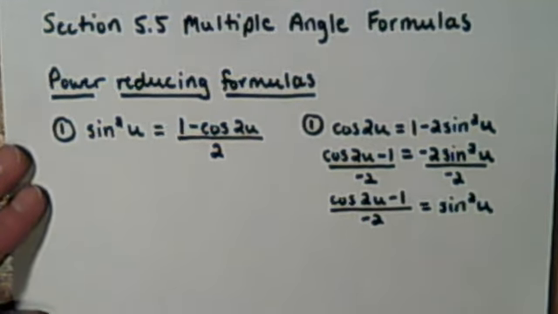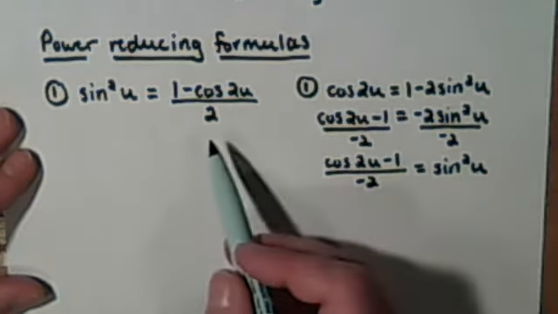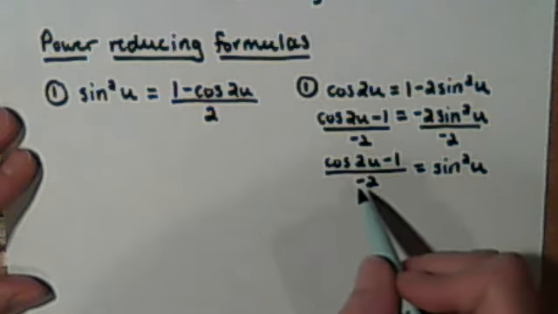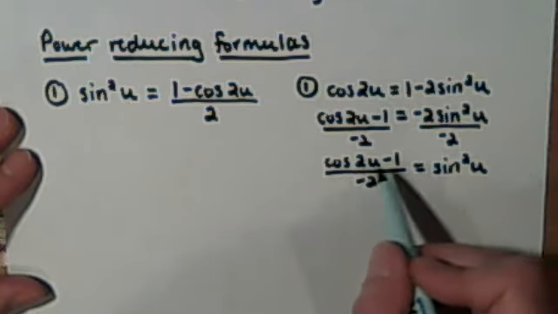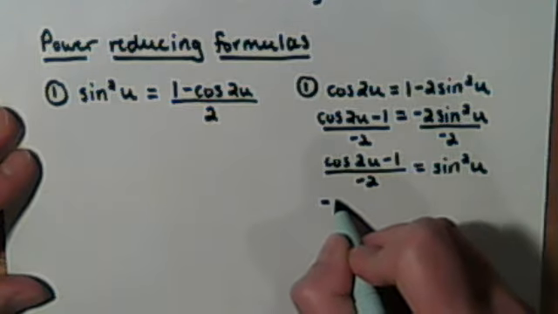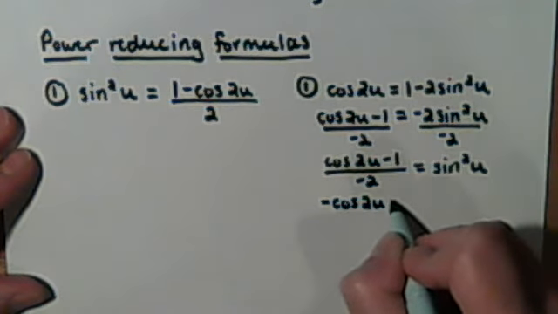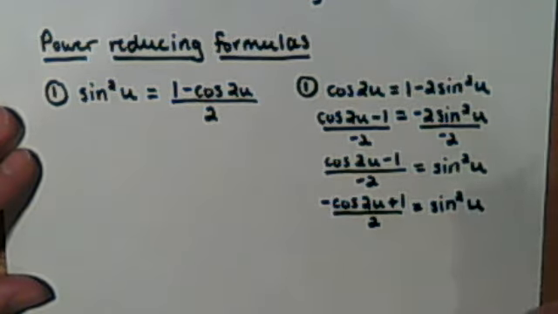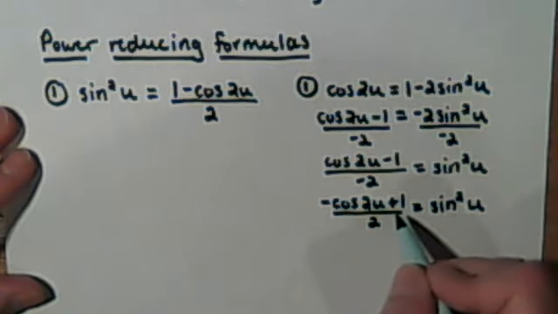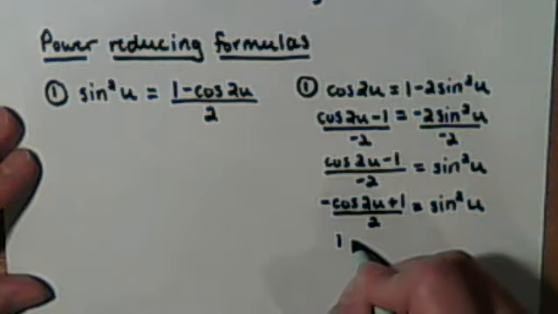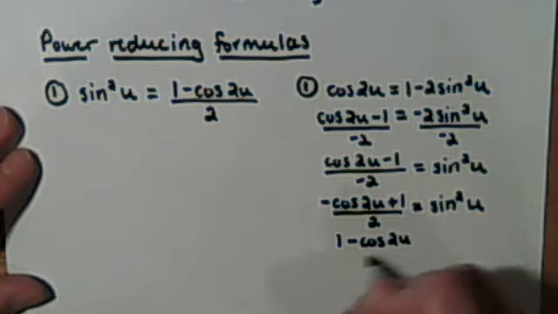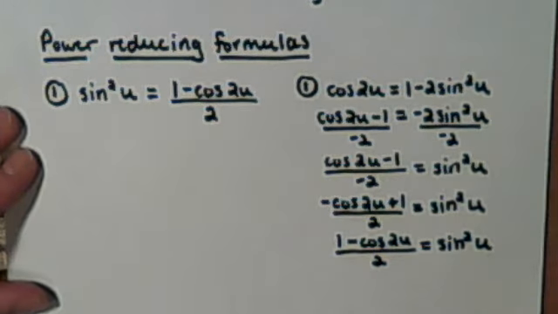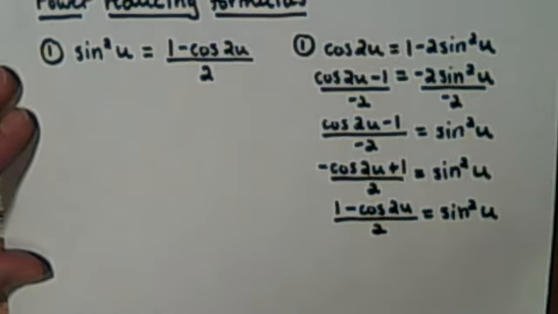Now the problem is that's not exactly what the formula states that I've written over here. We don't have a negative in the denominator. So let's bring that negative up to the top. When I do that, it's going to change the signs on both of these terms in the numerator. So that's going to give me the opposite of cosine of 2u plus 1 over 2 is equal to sine squared of u. And now all I need to do is switch these two around and I'll have the new formula: 1 minus cosine of 2u over 2 is equal to sine squared of u. So that's where this particular power reducing formula comes from.